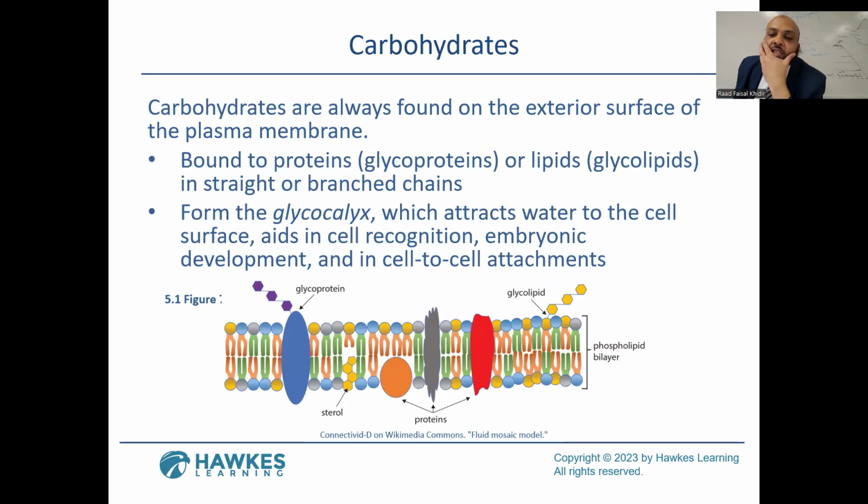So the carbohydrates are always found on the exterior surface of the plasma membrane. They are bound to proteins, known as glycoproteins, or to lipids, which are glycolipids, in straight or branched chains. So they form the glycocalyx, which attracts water to the cell surface and aids in cell recognition, embryonic development, and cell-to-cell attachment.